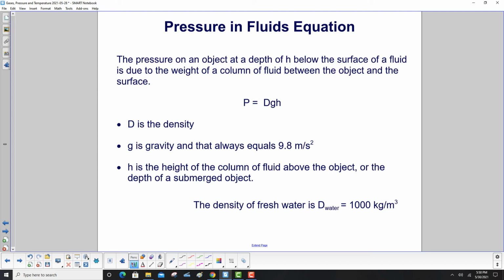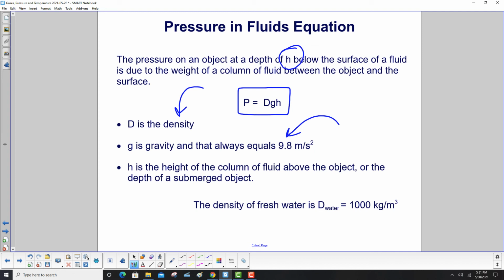The pressure on an object at a depth of h below the surface of a fluid is due to the weight of a column of fluid between the object and the surface. So the pressure is dgh. And on the previous slide, at each one of those levels, there was the same level for each of those containers. The pressure was exactly the same. The shape didn't matter. So d stands for density, g is gravity, and that always equals 9.8 meters per second squared on the surface of the Earth, and h is the height of the column of fluid above the object, or the depth of a submerged object.